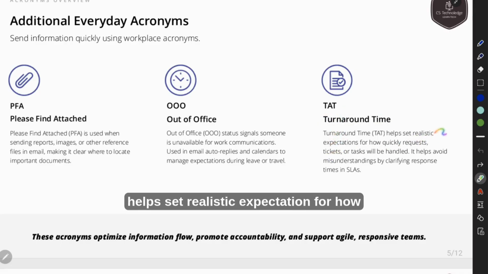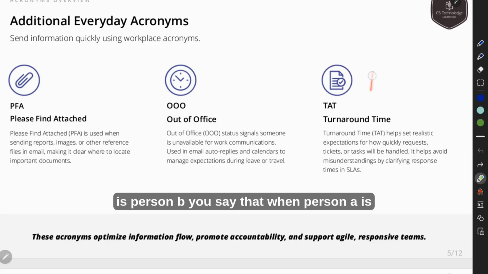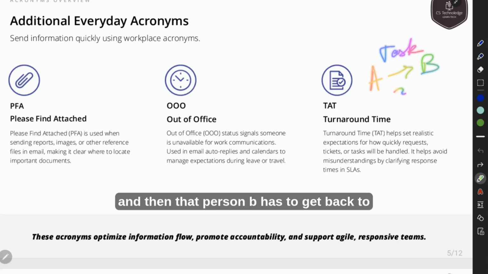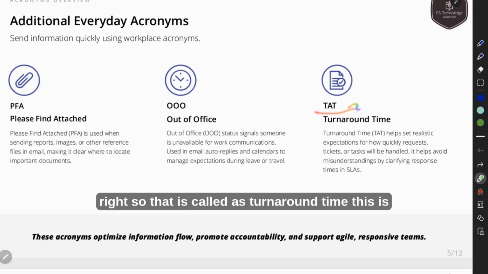So what does it mean? It helps set realistic expectations for how quickly requests, tickets, or tasks will be handled. For example, let's say there is person A and person B. When person A is communicating to B, telling that this is a task, and then person B has to get back to person A. So what is the turnaround time for B to finish the task? That is called turnaround time.